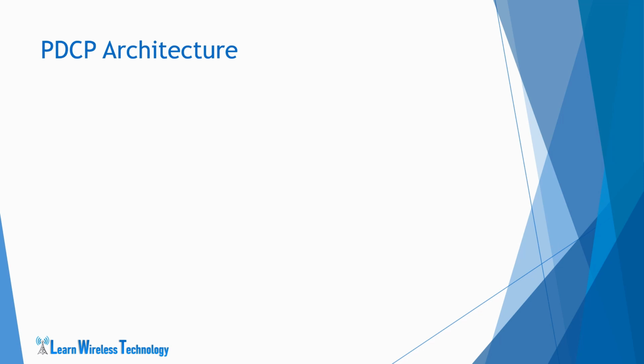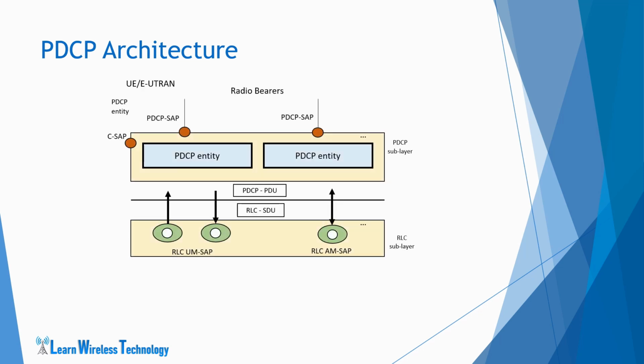Now let's take a look at the architecture of the PDCP layer. So this is one possible architecture of the PDCP layer. It consists of multiple PDCP entities. There can be several PDCP entities defined for a UE, and each PDCP entity is configured to carry data for one radio bearer.